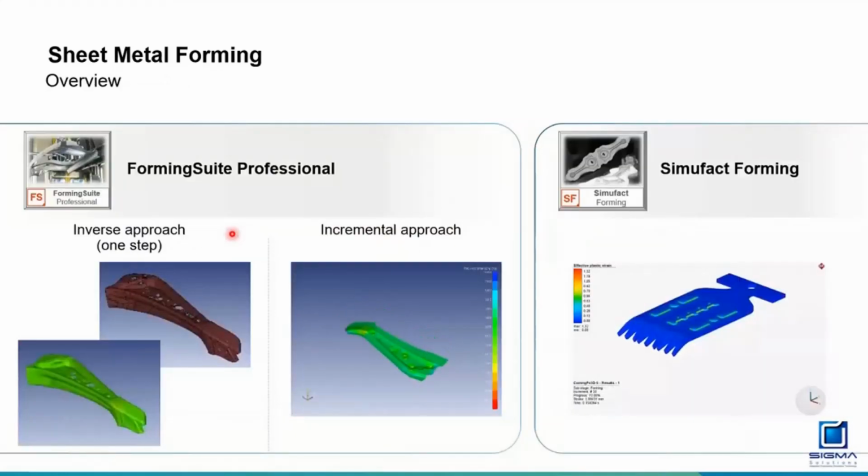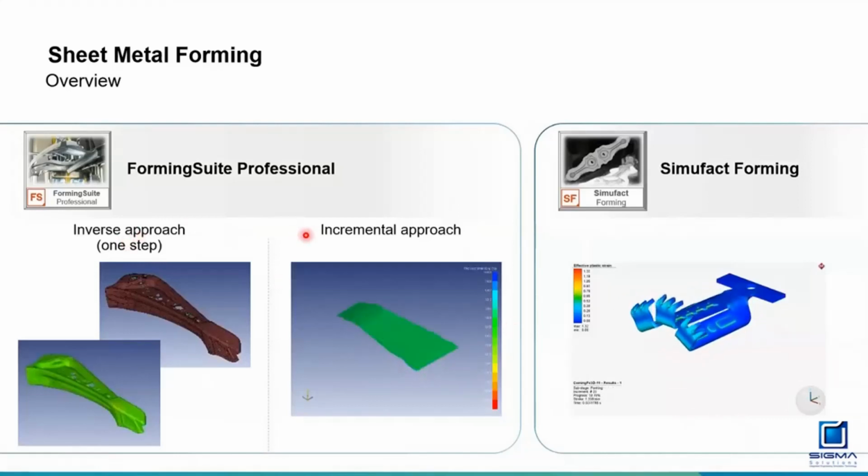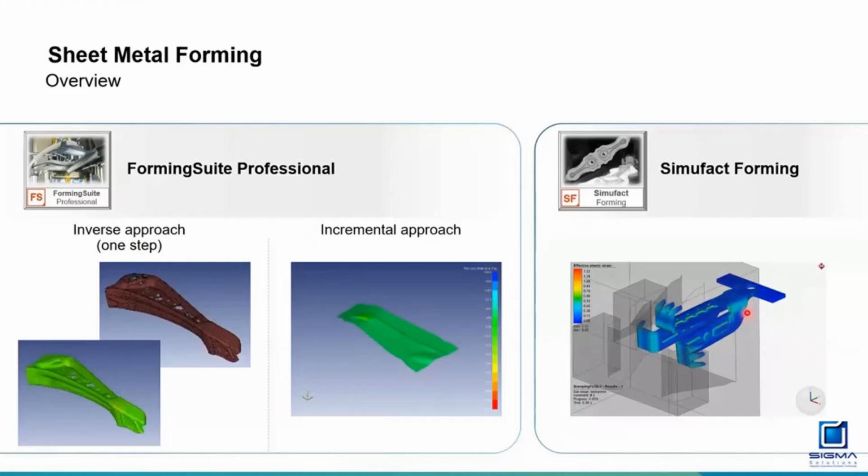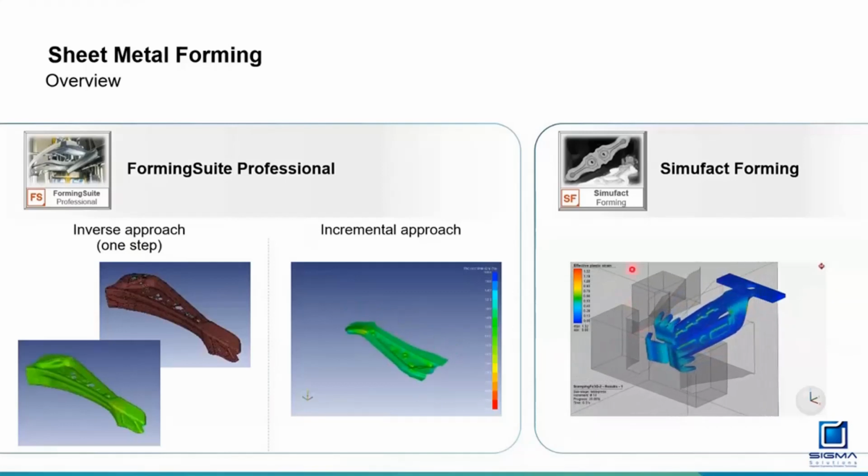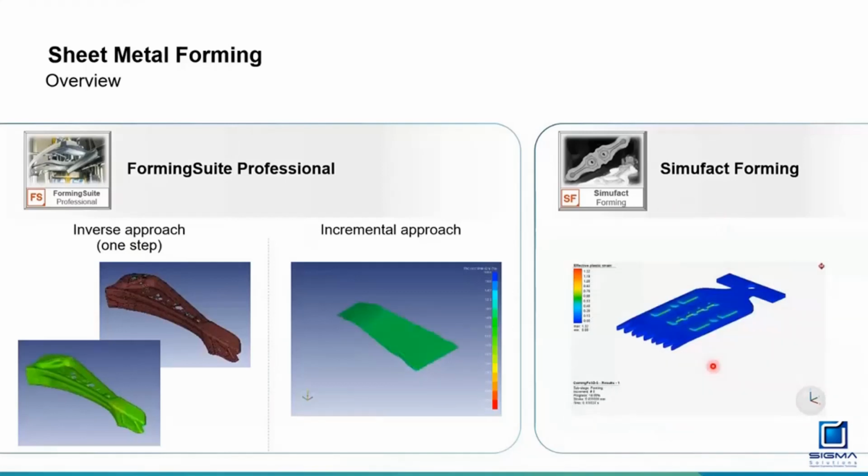So this is an example. If you're more interested only in the forming of a component, and you're not interested in die shape and other parameters, then we suggest you go with the Forming Suite. If you're more interested in understanding FLD, die wear and tear, and other parameters, then you can go with Simufact Forming.